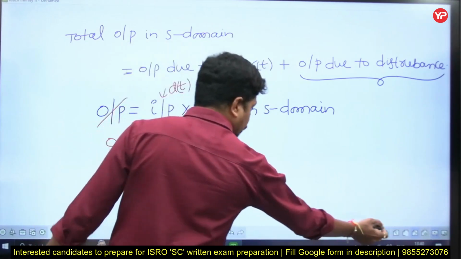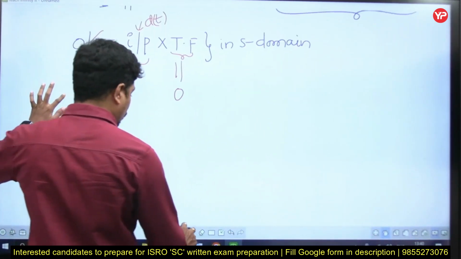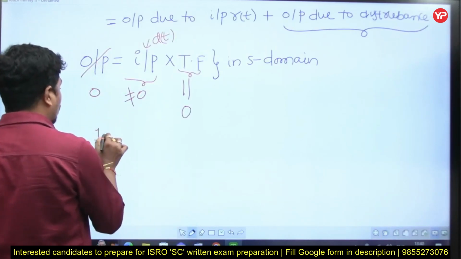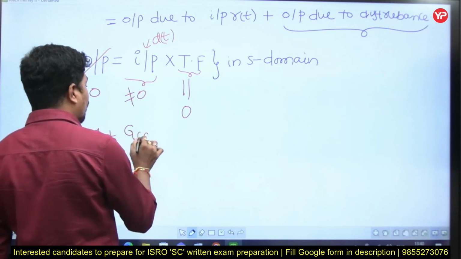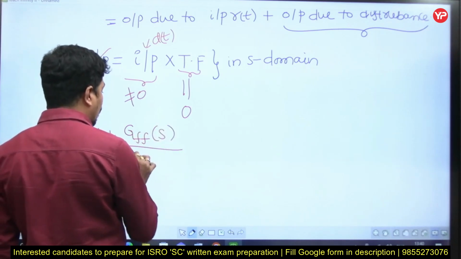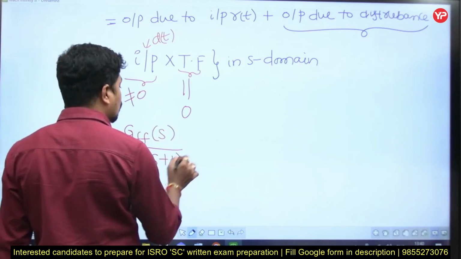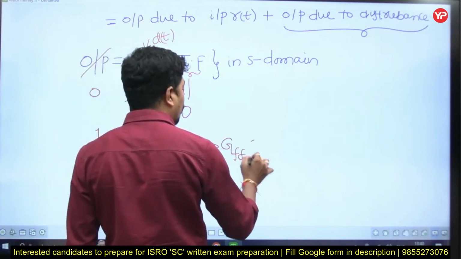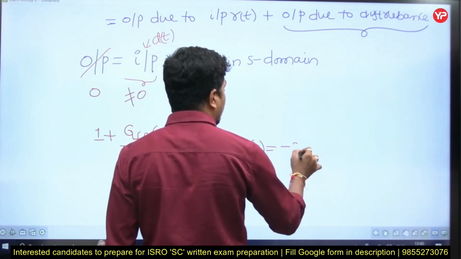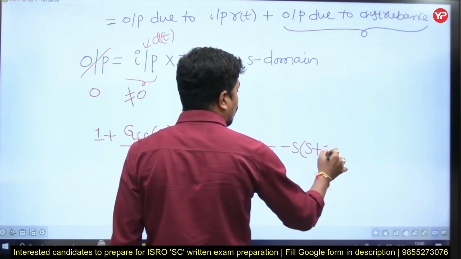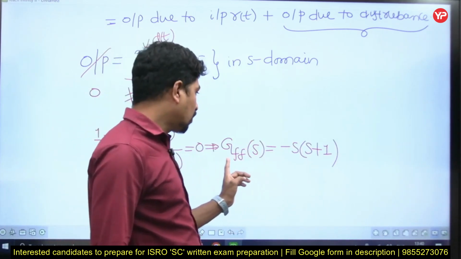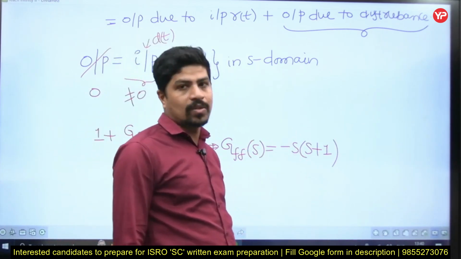Observe please. See, 1 plus GFF of S by S into S plus 1 is equal to 0. From this one, GFF of S is equal to minus of S into S plus 1, right? GFF of S is equal to minus of S into S plus 1.